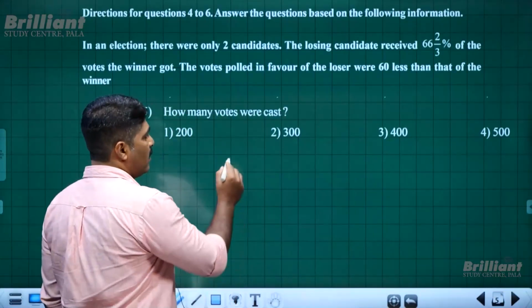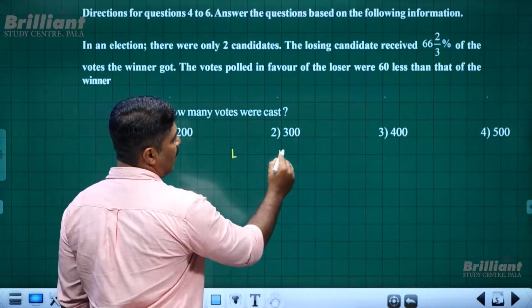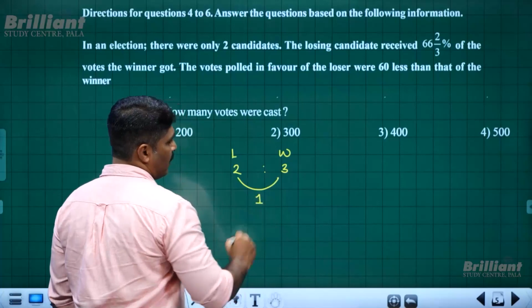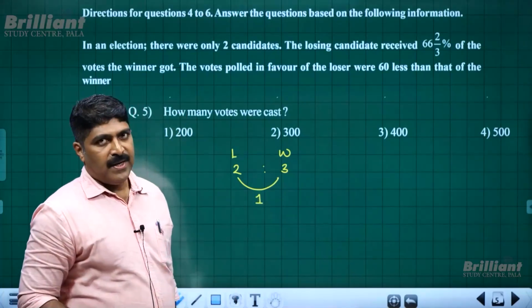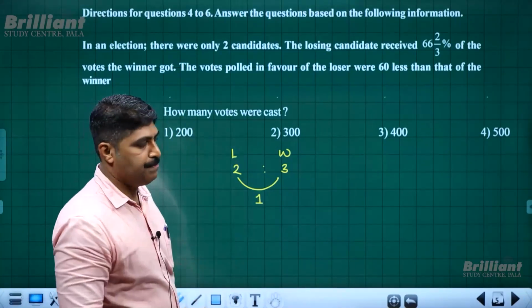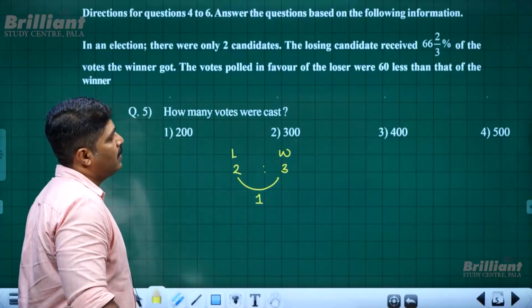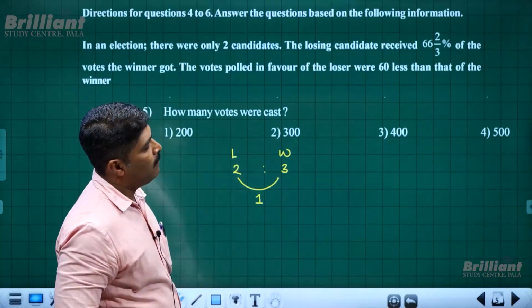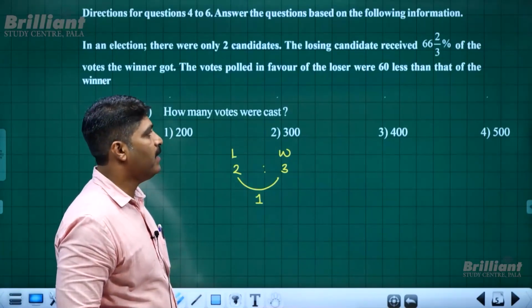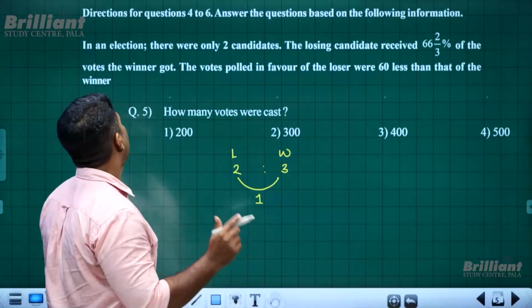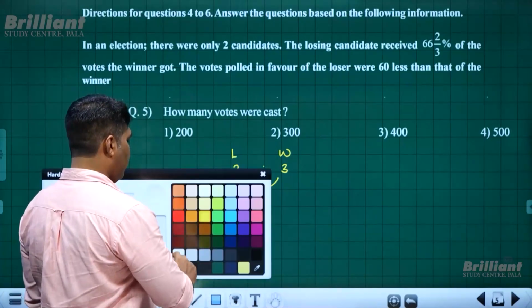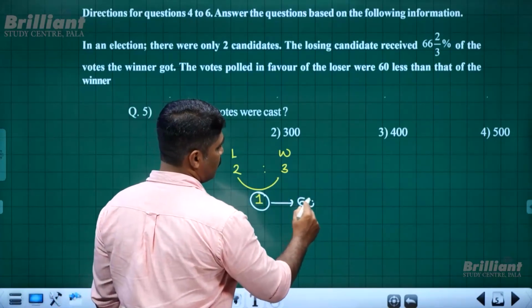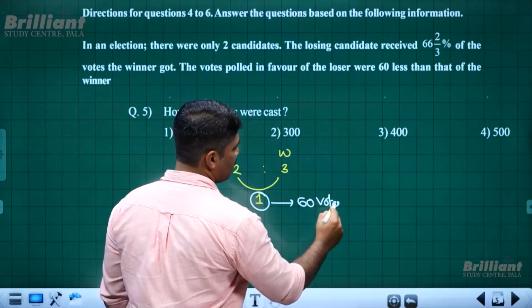Here we already got the illustration that loser and winner are in the ratio 2:3 and the difference is 1. So this basic idea we developed from the basic direction. Now, how many votes were cast? It is given that the number of votes received by the loser were 60 less than that of winner. So here, considering the conditions, this 1 is representing 60 votes.